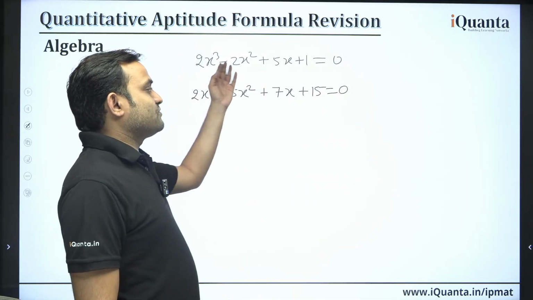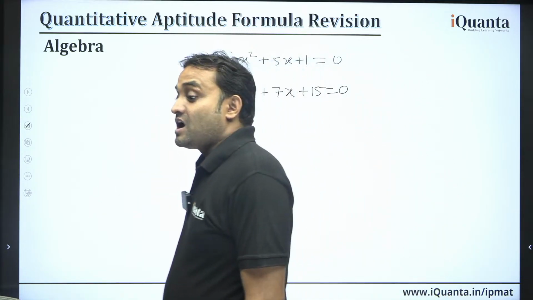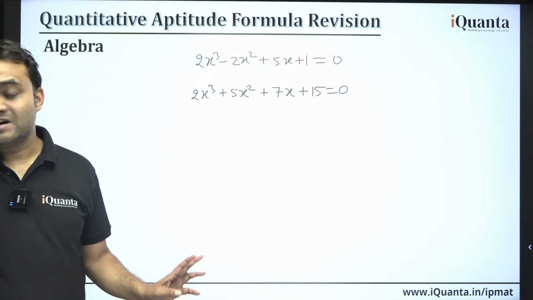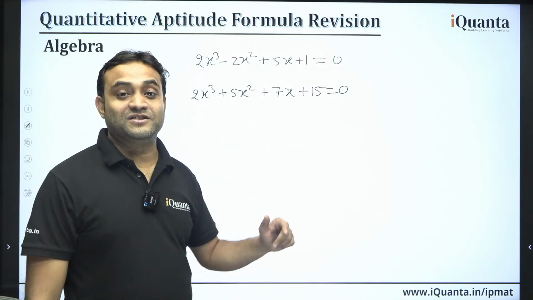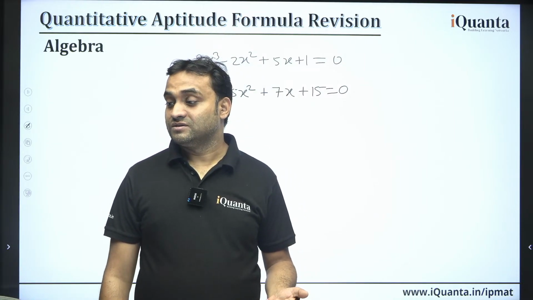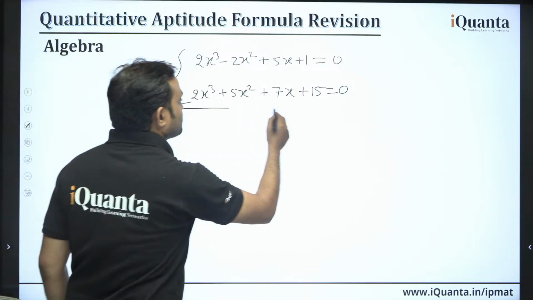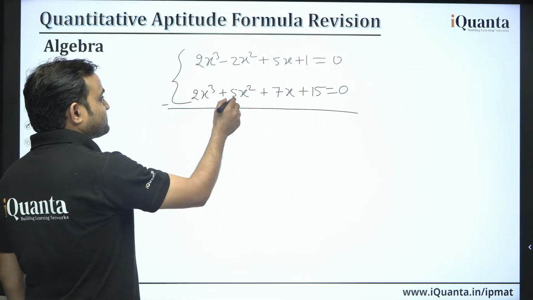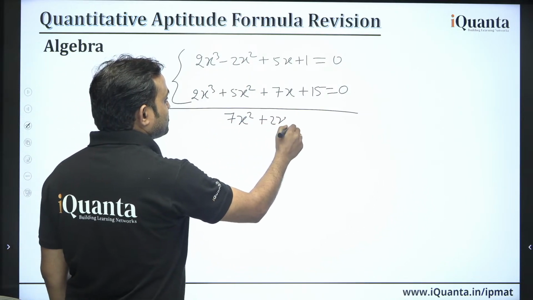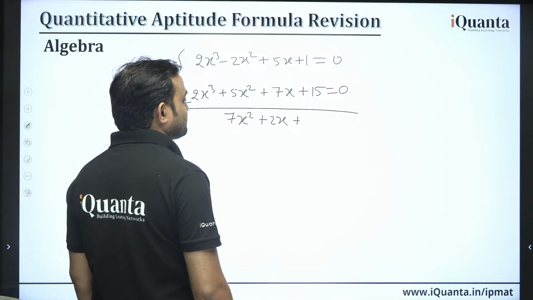So this equation will have three roots. This equation will have three roots. How many roots are common in these two equations? So what do you do? You take the difference of these two equations. If you take the difference, if I subtract, 5x square minus 2x square, 7x square, this will be 2x plus, है ना, क्या हो जाएगा ये 15 minus 1 is 14.